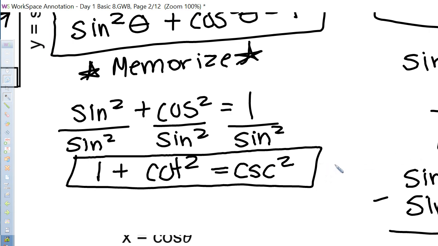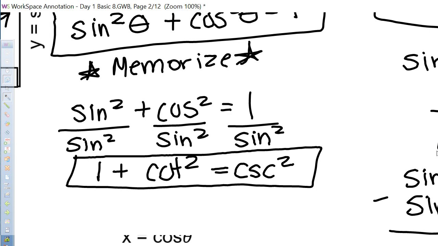So that gives us cosine squared equals 1 minus sine squared. So that gives us 4 versions of the Pythagorean identity plus the original version. Now you only have to memorize the original version, which is sine squared plus cosine squared equals 1. And from that one, you can get all 4 of those plus more.